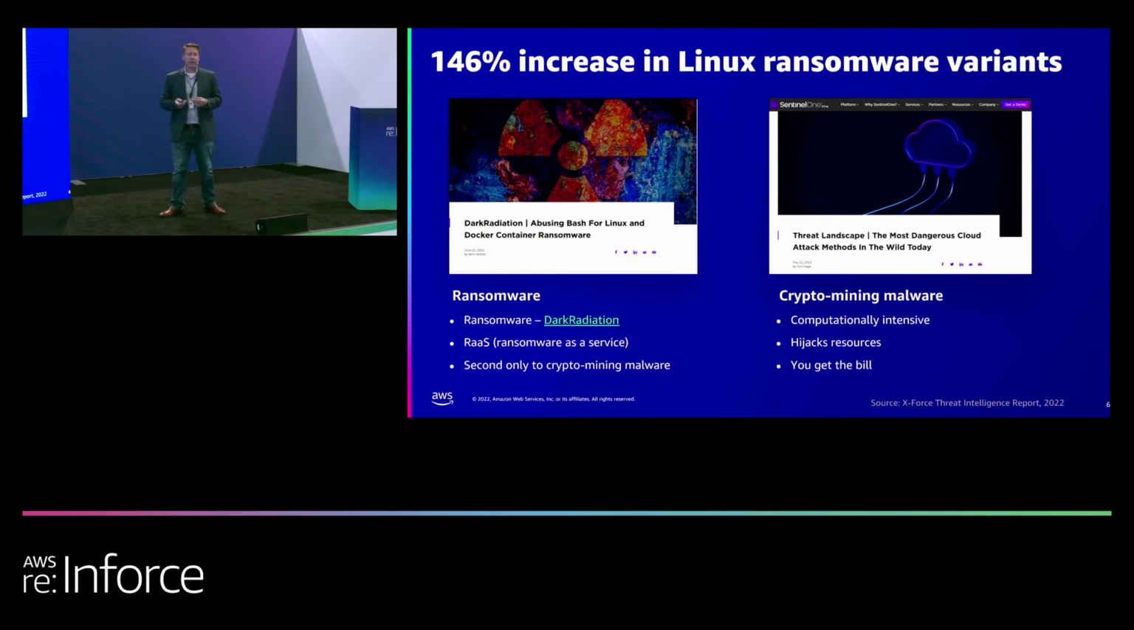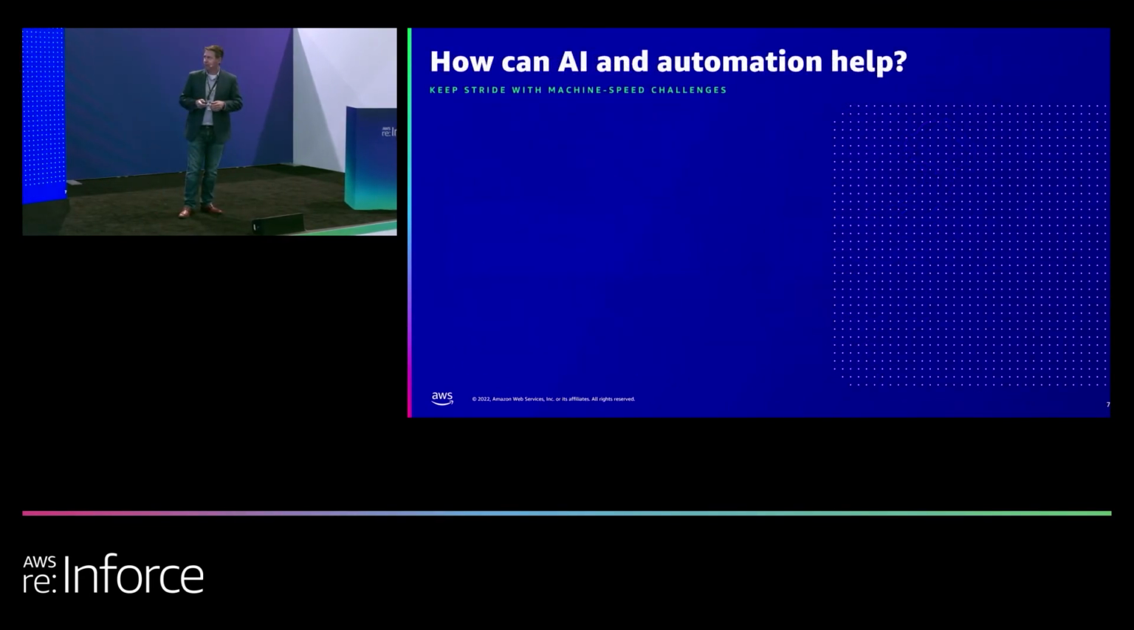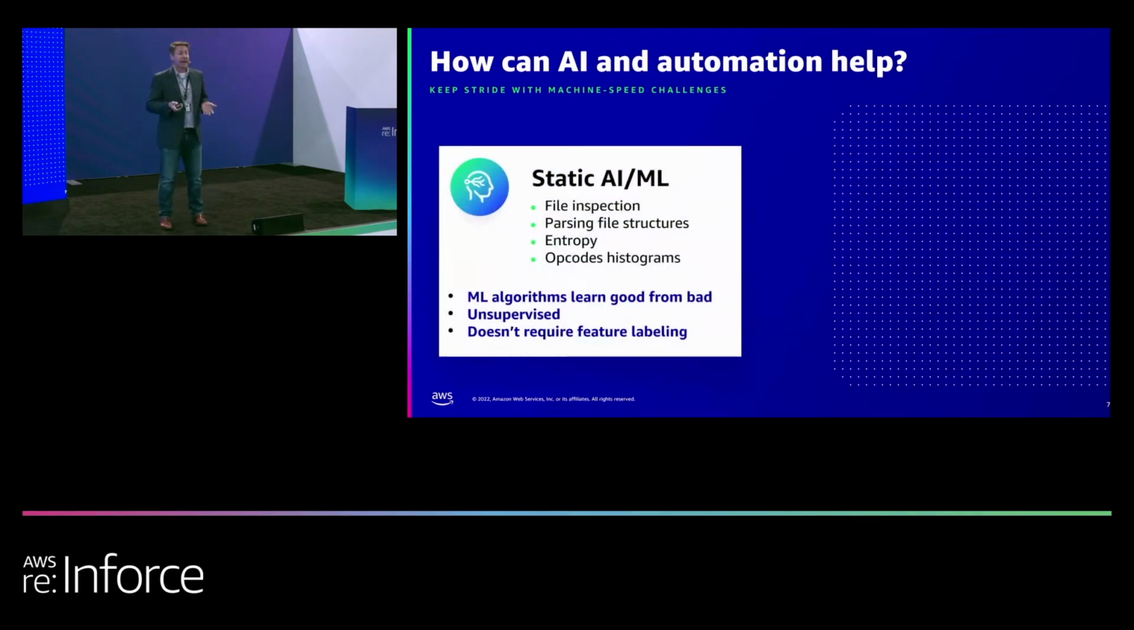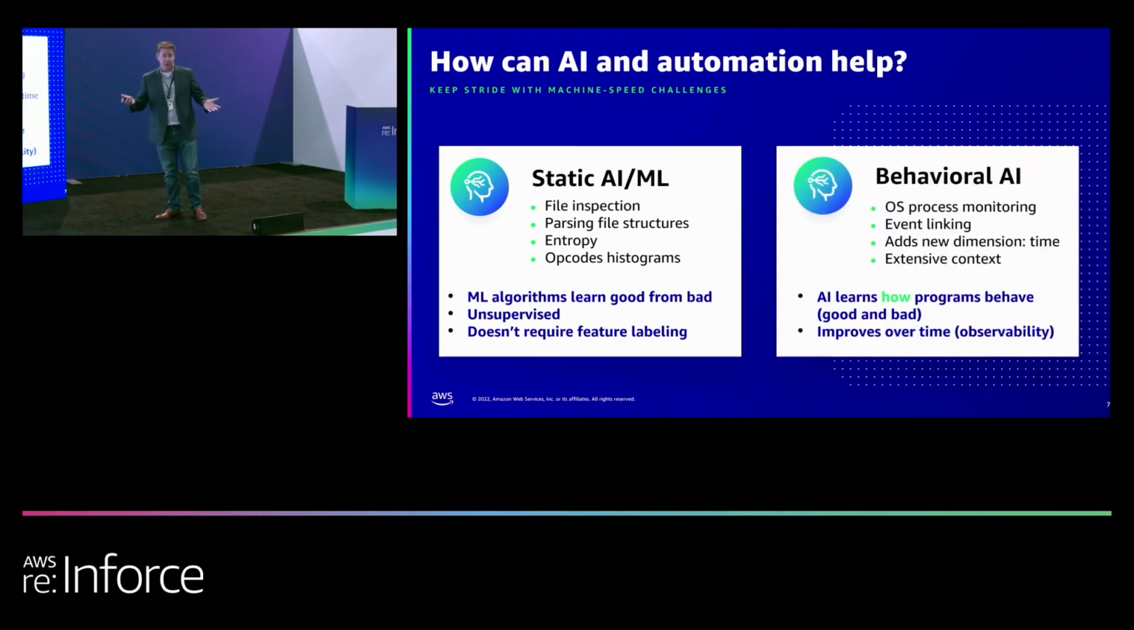So what can we do about this? How can AI and automation help? There are two types of AI. We have static AI, which are machine learning models that will look at the file structure, examine it for entropy, opcode histograms, the like. It can learn to distinguish good from bad, like any machine learning model.